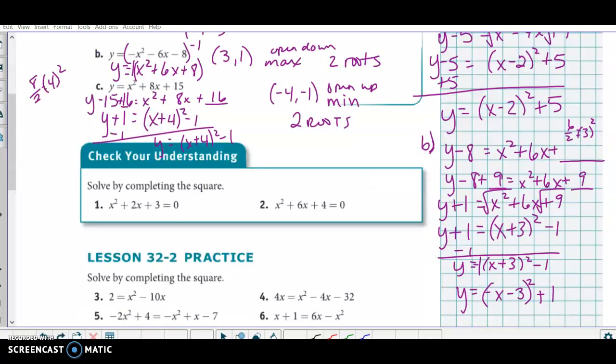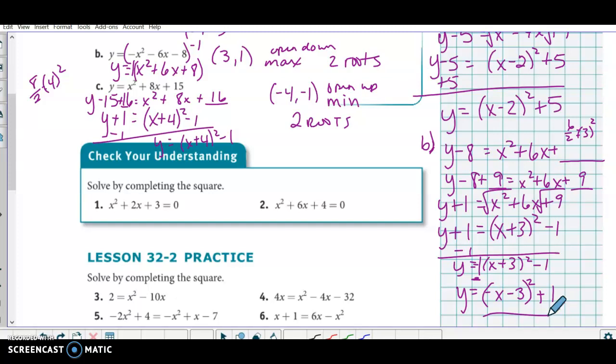Letter B is a little tricky because we have a negative 1, so you can see I factored out the negative 1 up here, and when I came over here and solved it, you can see that I put the negative back in after I solved it and distributed, which changed my signs of everything. So my HK was in fact positive 3, positive 1, opening down. So it is a max and it has 2 roots.